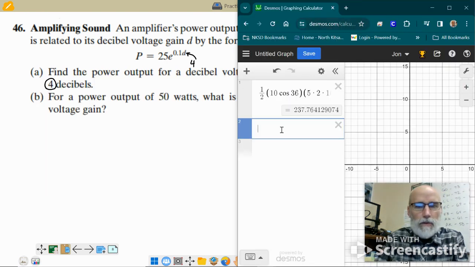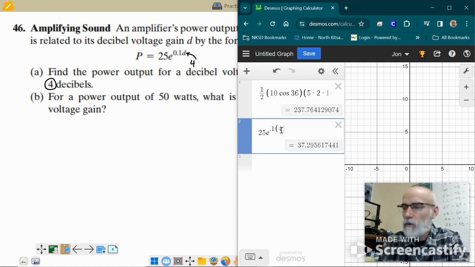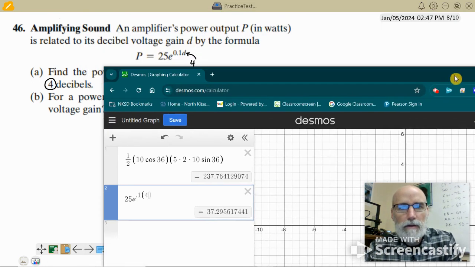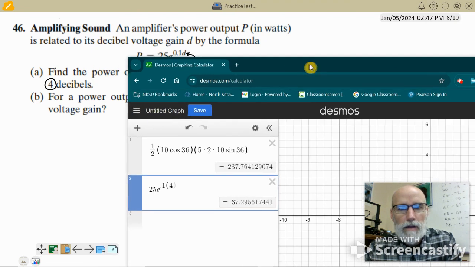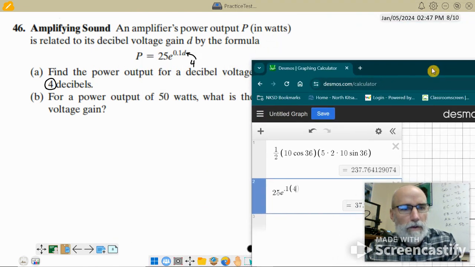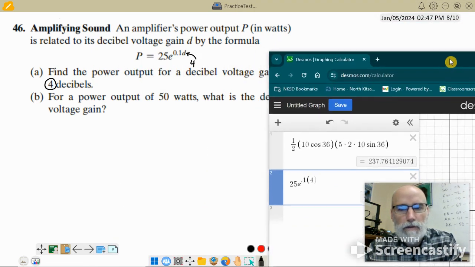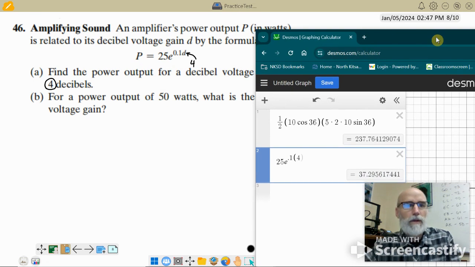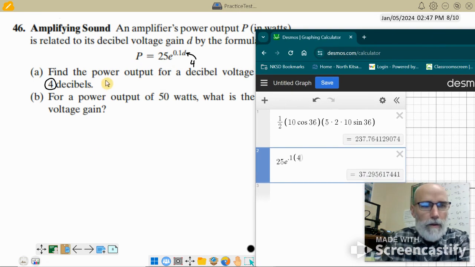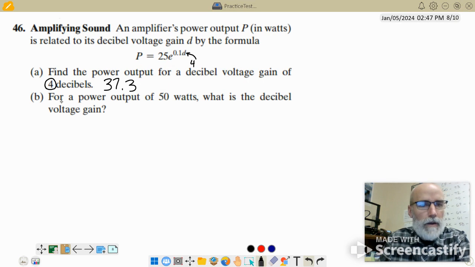I could go 25 times e to the 0.1 times 4. Let's see if it lets me do that. Okay, so 37.3. What does it want me to round to? It doesn't really specify. On the test, I think it'd probably be just fine to the tenth place. So 37.3, I'm going to say right here.